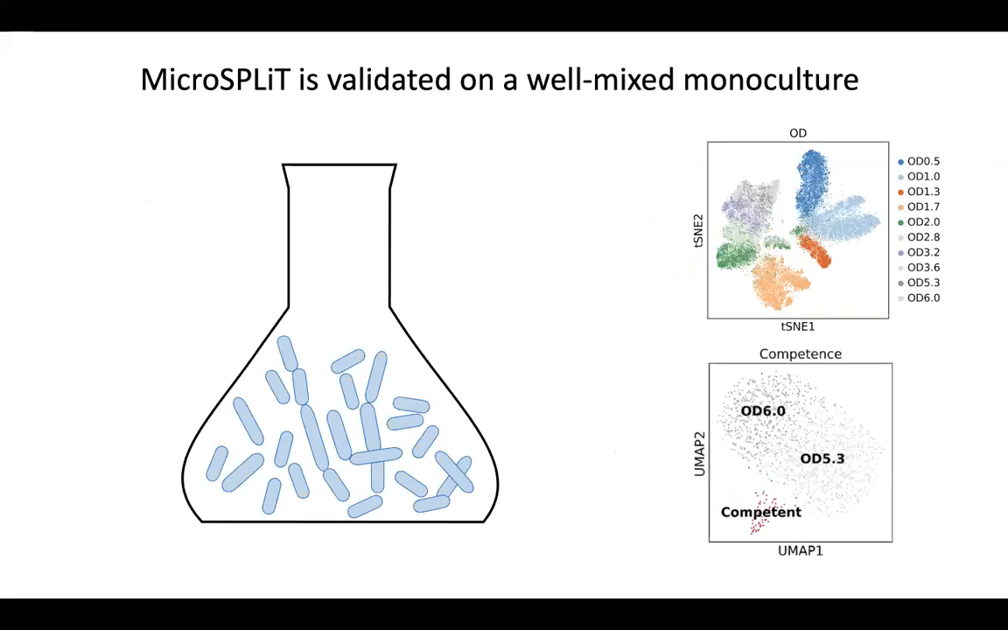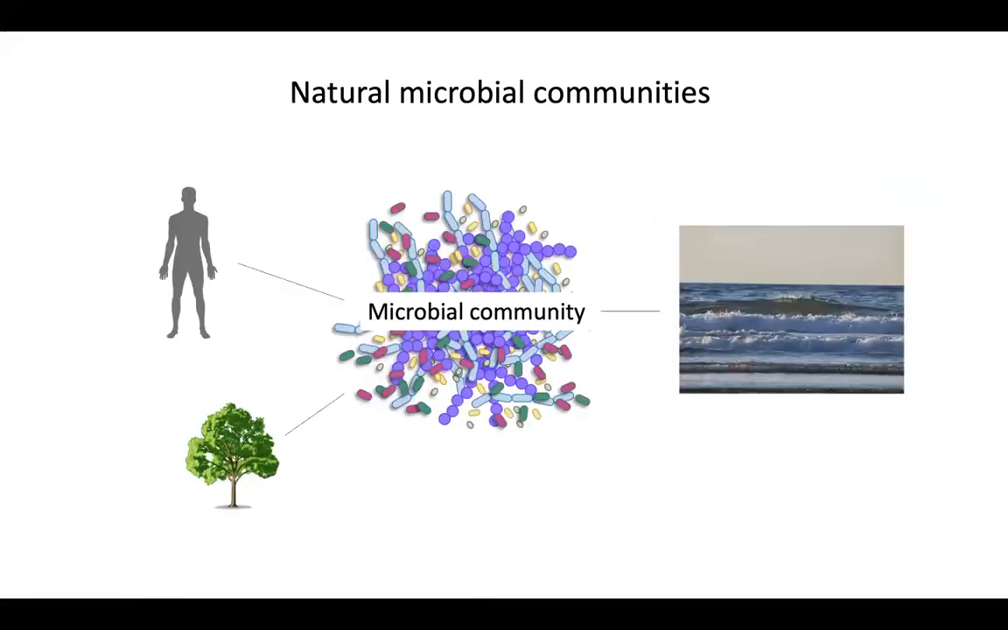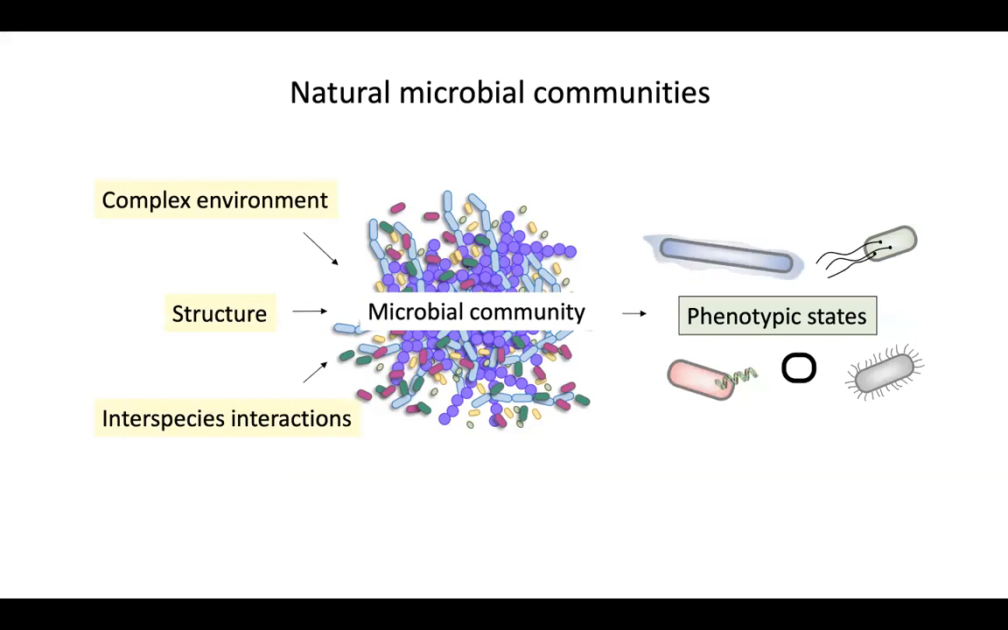We validated this method on probably the most well-mixed condition, where we grew the cells in monoculture, and we would not expect abundant cellular heterogeneity in such a setting. Naturally, bacteria do not grow like this. They grow in a community that can be associated with an environment or with our bodies in the form of the microbiota, and so they experience lots of different factors, such as very complex environments.